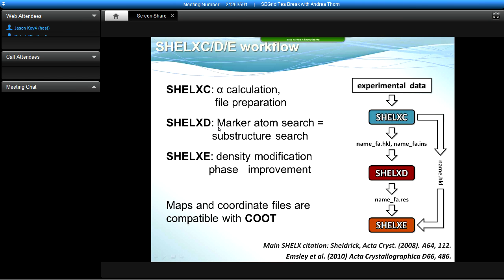SHELX-D searches for the positions of the marker atoms, does the substructure search, and it puts out a potential substructure of marker atoms, so it gives you marker atom positions. SHELX-E does density modification and phase improvement to actually improve the initial phases that were gained by those calculations. And all maps and coordinate files that are output by these programs are compatible with Coot and can be read into Coot. This is, by the way, the main SHELX citation you should use.